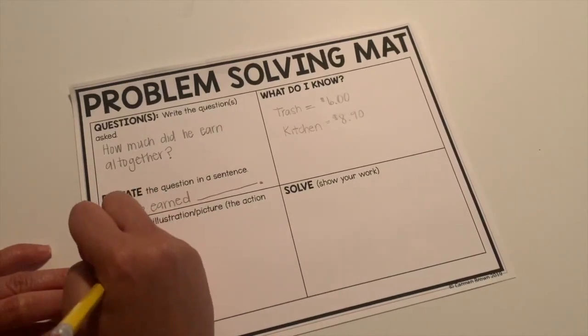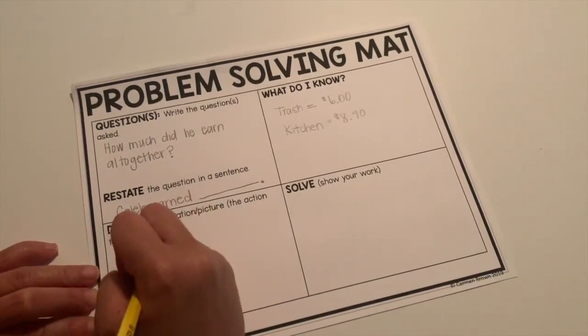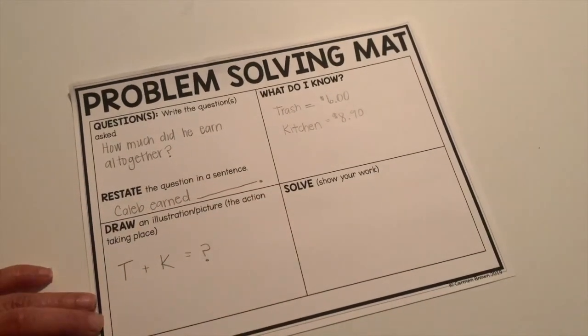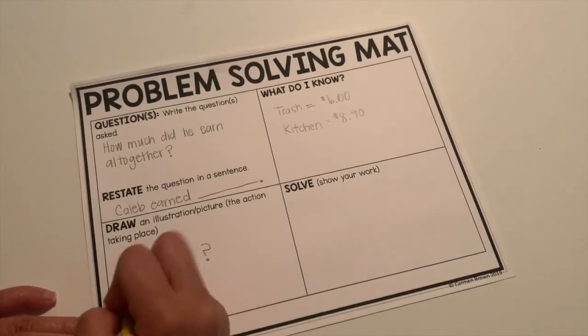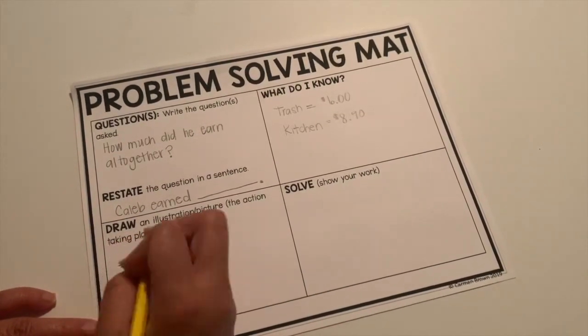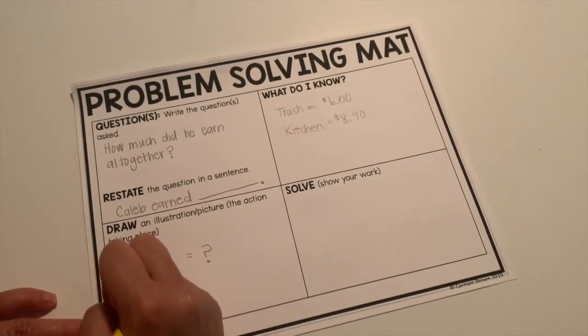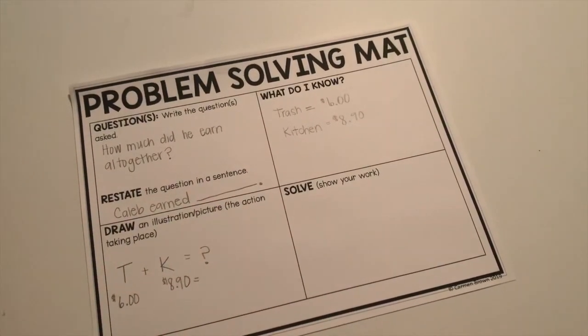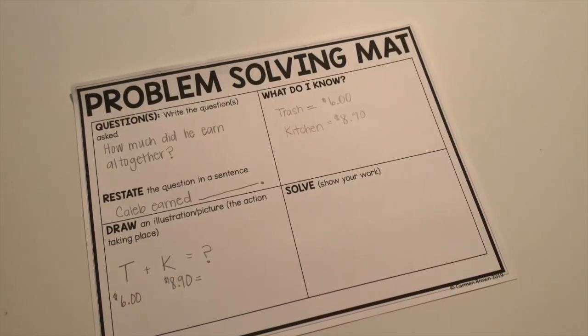Now for the picture. I'm going to show a T for trash plus K for kitchen equals how much he earned altogether. The trash, he earned $6. And for the kitchen, he earned $8.90. Now I'm ready to solve.